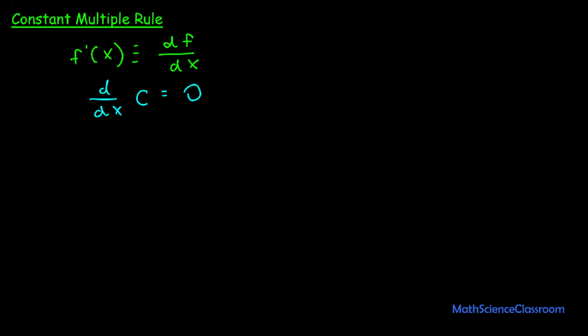So in this case, d dx, or the derivative of a constant which is being multiplied by a function, is the same as the constant outside of the differentiation multiplied by df dx. So the derivative of a constant times a function equals the constant times the derivative of the function.